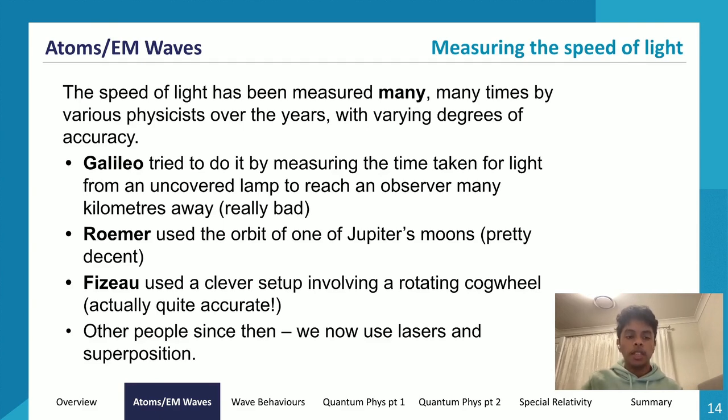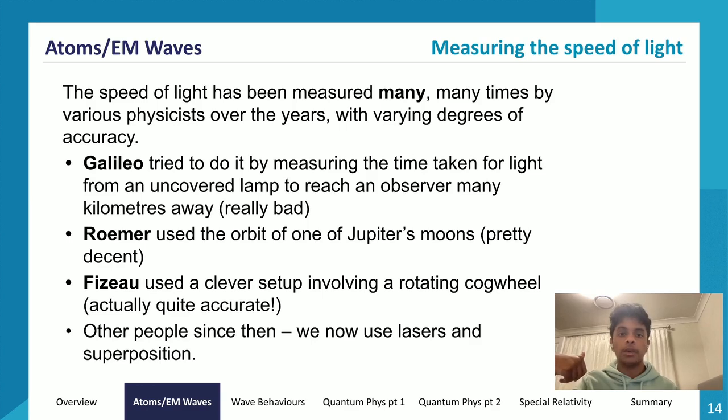So now there were two lamps and one clock. What Galileo did was he uncovered his lamp and waited until B could see the light from his lamp, right? And when B saw the light from Galileo's lamp, B would uncover his lamp as well. And Galileo would calculate the time taken for the light from B's lamp to enter his eye.